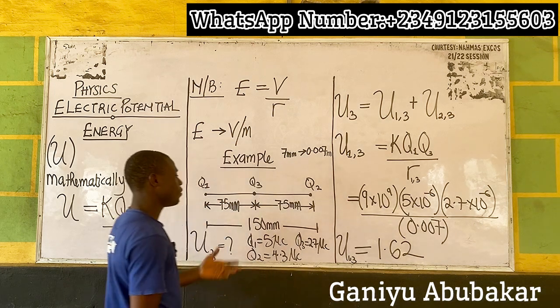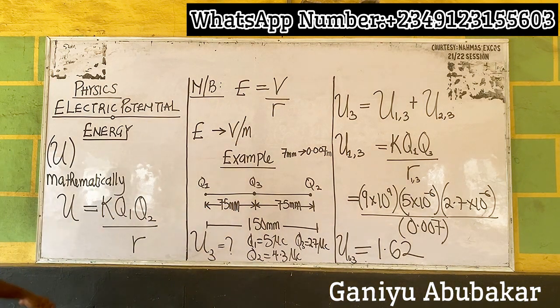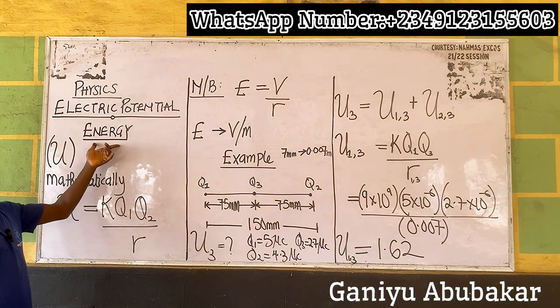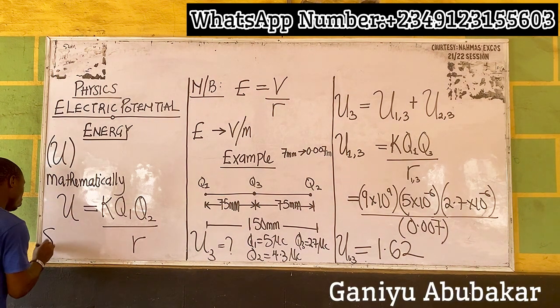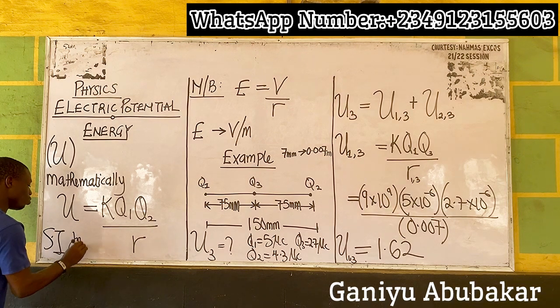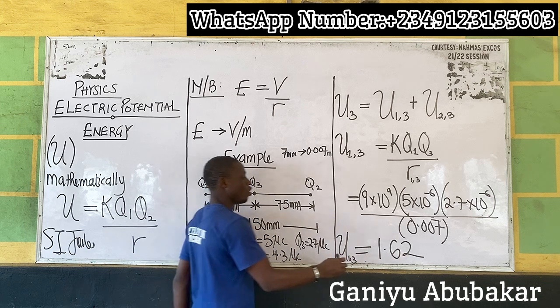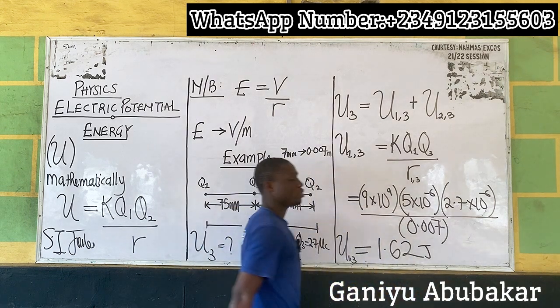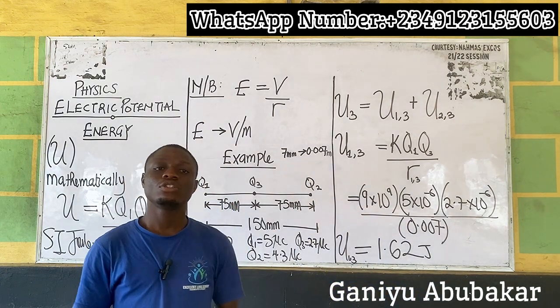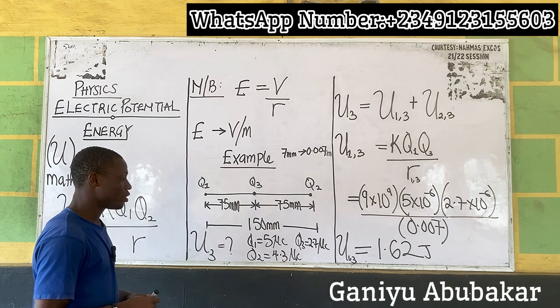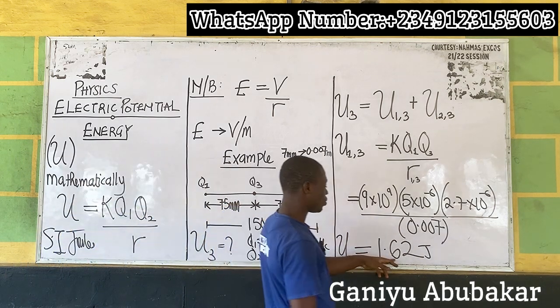What's the unit for electric potential energy? Since the word energy is there, the unit becomes joule. So U13 gives you 1.62 joule.